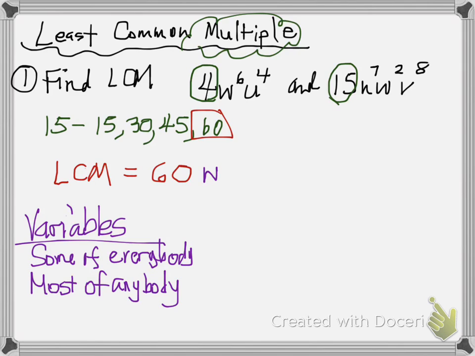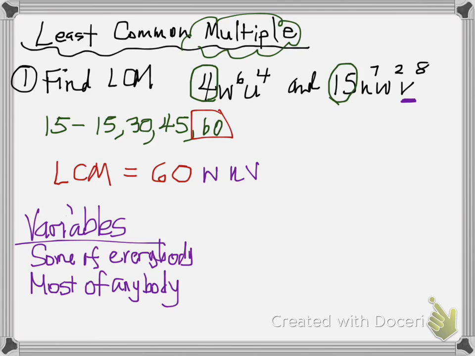What else do you see? A U. What else do you see? That's it. No, look down here. What else do you see? A V. Okay, I have a W. They both have W's, right? Okay, I have a U. They both had U's. And then I had a V. So that's some of everybody.